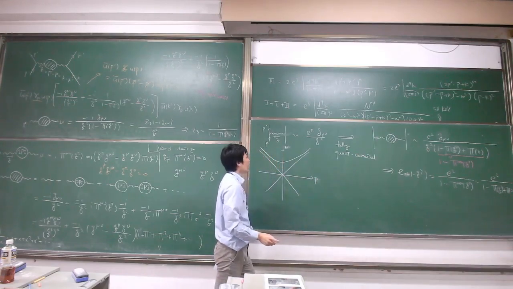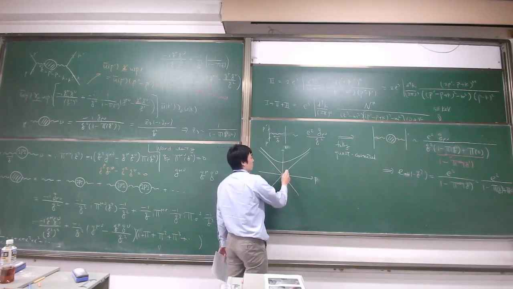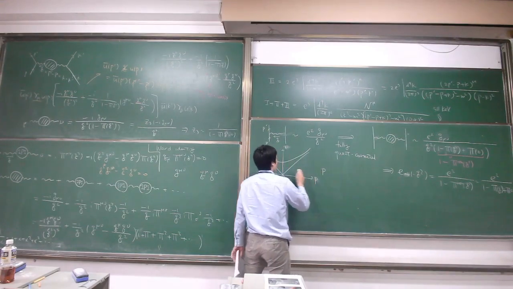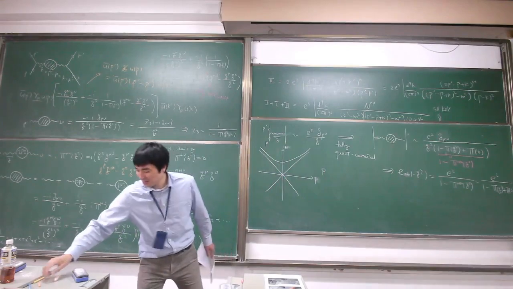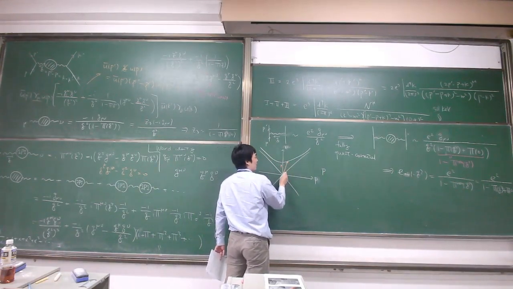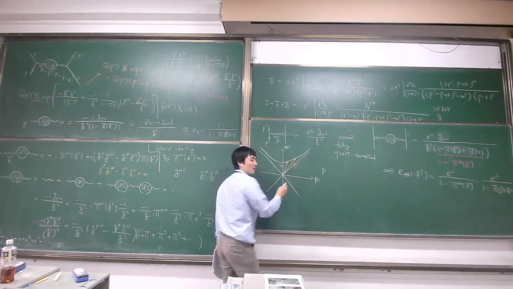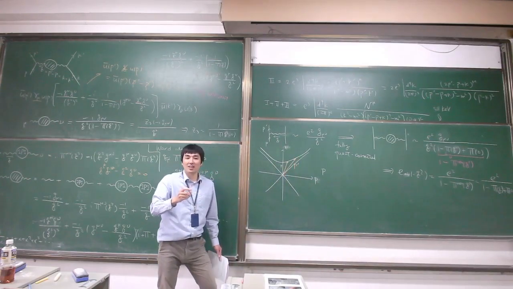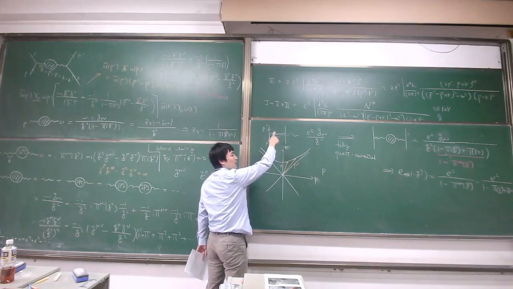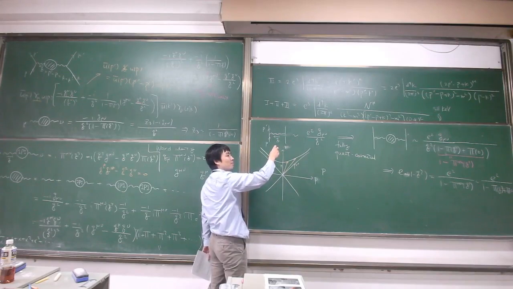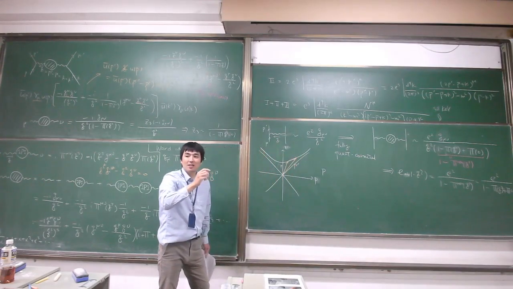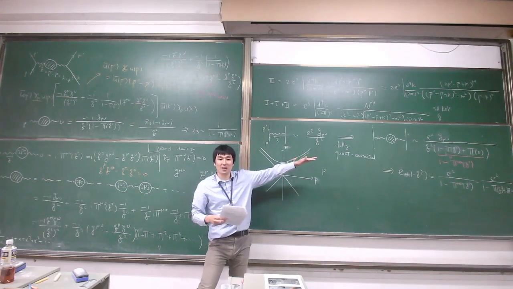So E and P, you understand, right? P and P prime should be the vector like this way. P is like this, and P prime is like this way, right? Do you understand what I mean? And of course, if you take a difference, Q is P prime minus P, which means this one, right? So therefore, it always becomes space-like.